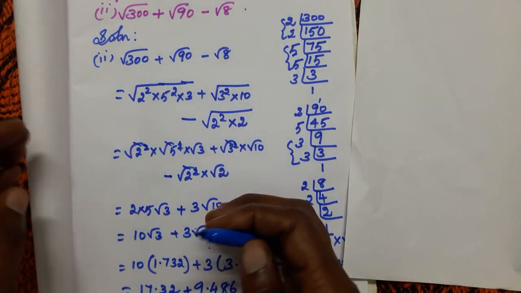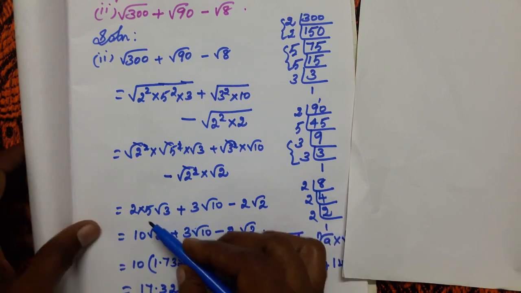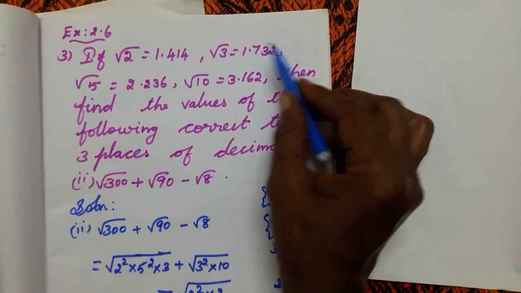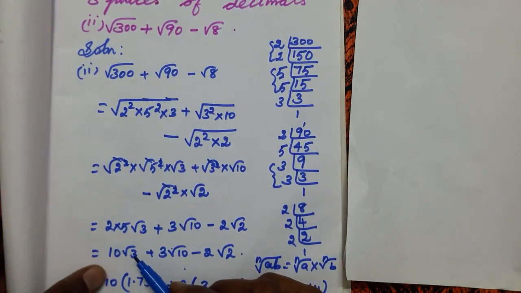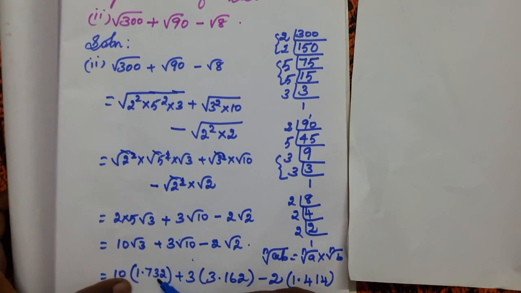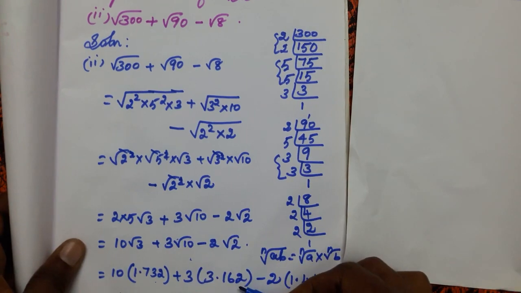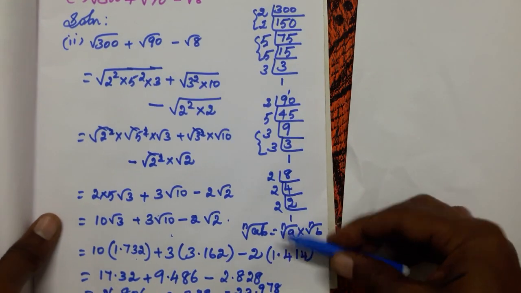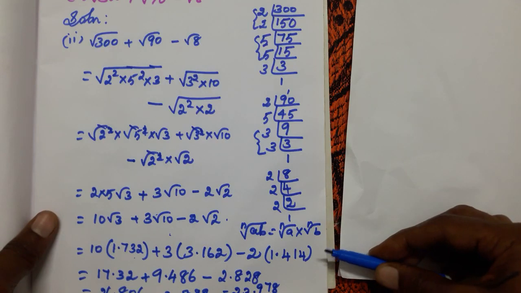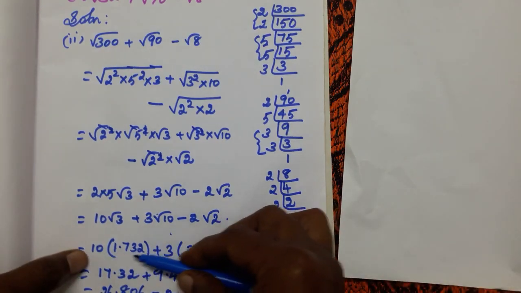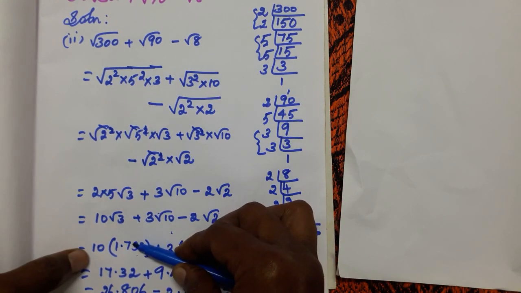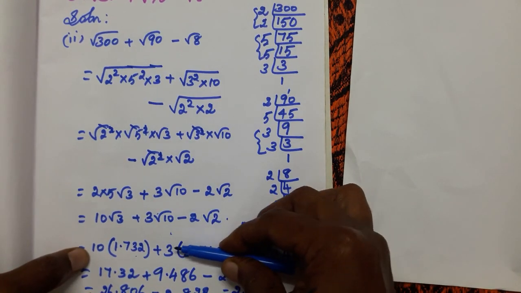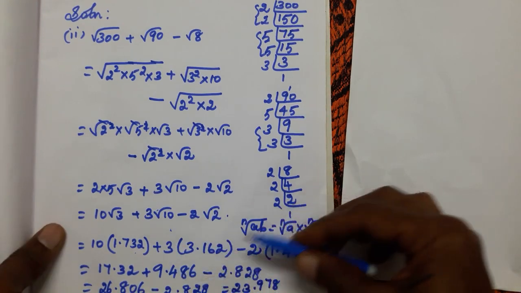So, we cannot simplify. But root 2 value, root 3 value, root 5, root 10 is given. We have to use them here. So, 10 into root 3 value 1.732. 3 into root 10 value 3.162. Minus 2 into root 2 value 1.414. We have to multiply 10 into 1.732, which means we move the decimal point 1 digit right. So 17.32. When we multiply 3 into 3.162, we get 9.486.